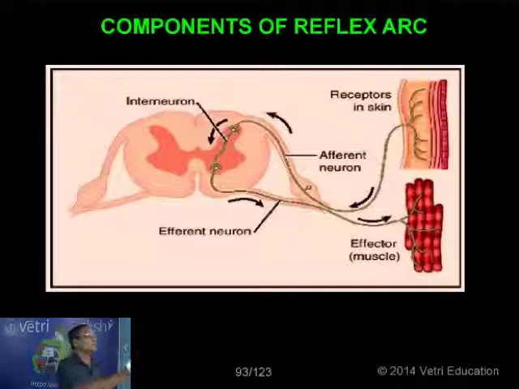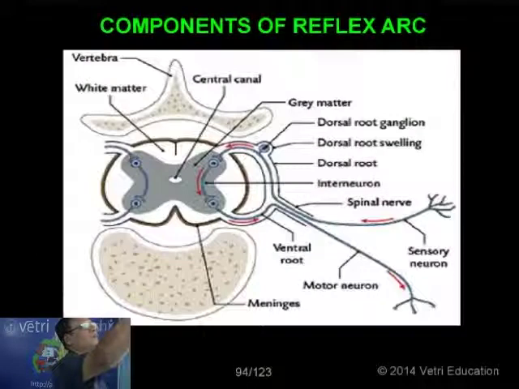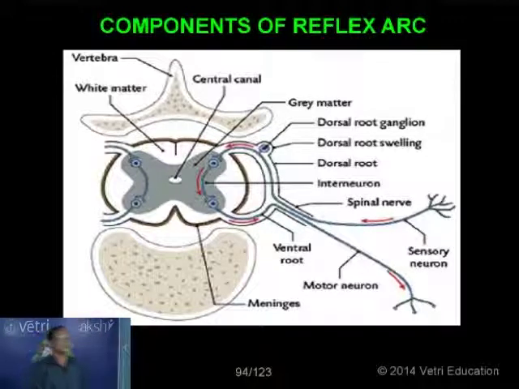Then we have the gray matter of the spinal cord, where there is synapse formation between the interneuron, the dendron of the sensory neuron, and the cyton of the motor neuron. The motor neuron carries the information away from the spinal cord to the effector organ, the one which does the action. Here it is given as the muscle. These are all the components involved, called the reflex arc. The anatomical basis of the reflex action is called the reflex arc.